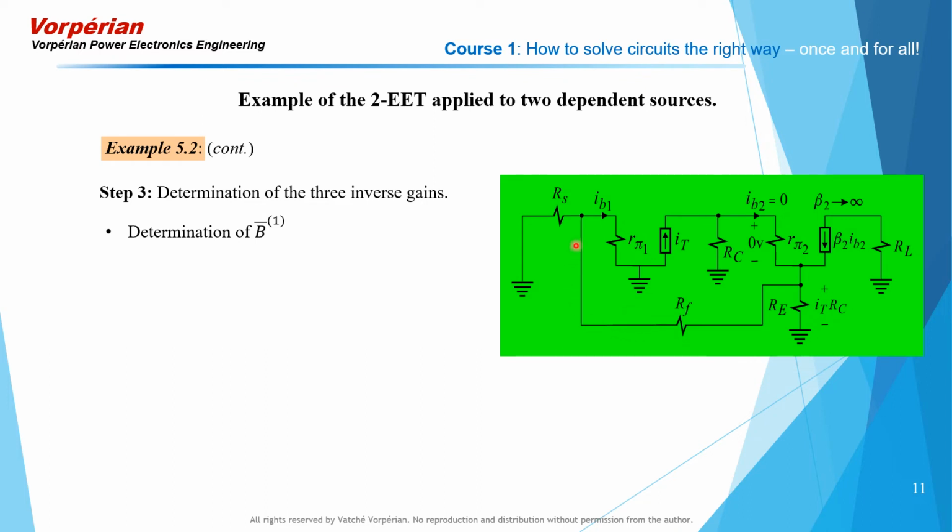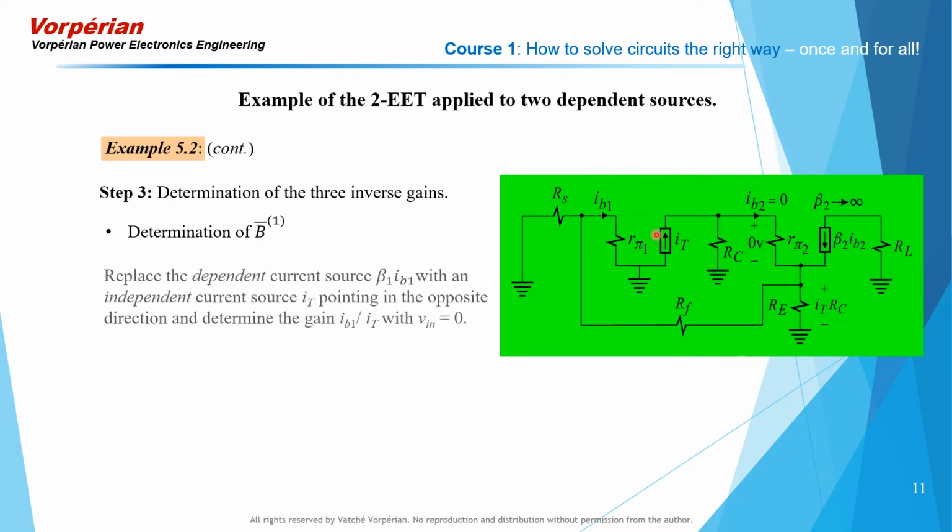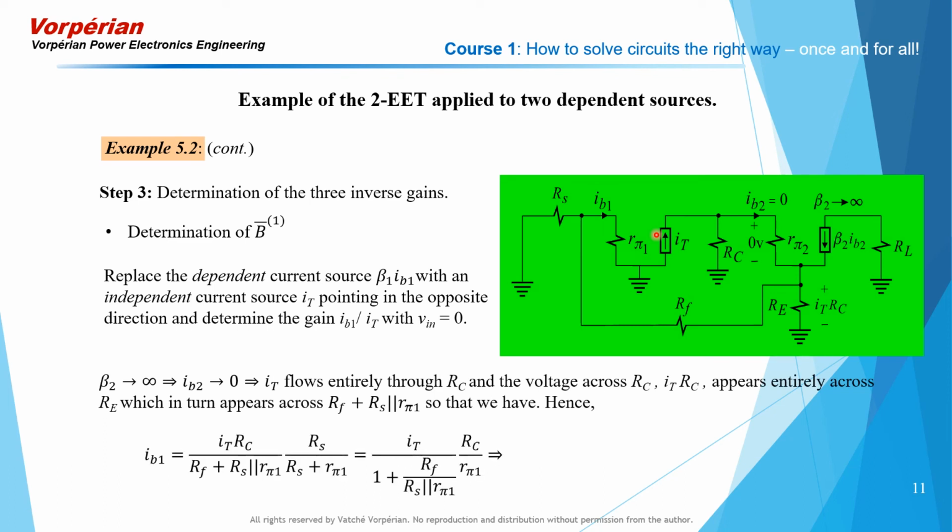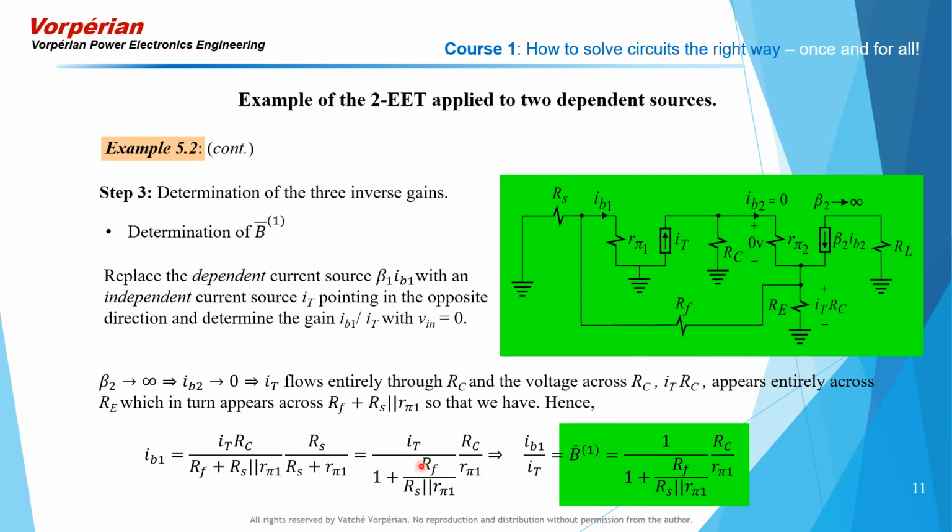And when that current reaches here, it will current divide between R pi 1 and RS according to the current division formula. And that's the way you will figure out IB1 over IT. Very straightforward calculation. IT times RC divided by RF plus RS parallel R pi 1 is this current here. And then at this point, it will current divide according to this current division here, and you're done. You can figure out IB1 over IT, and that is going to be your ordinary inverse gain with respect to beta 1, while beta 2 is in its reference state.